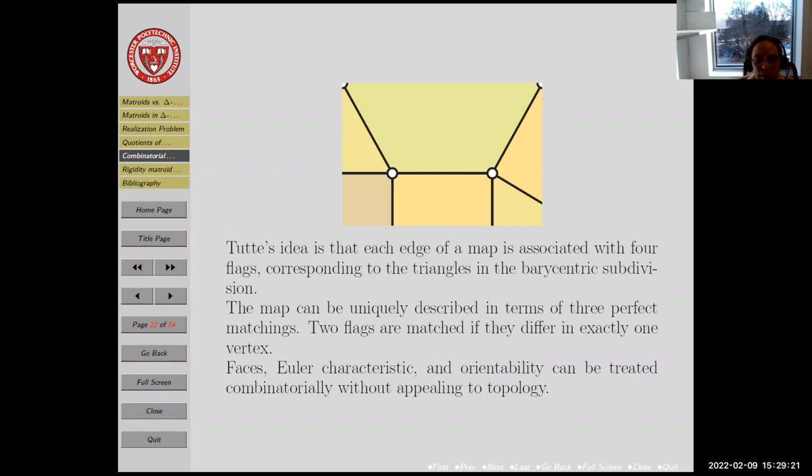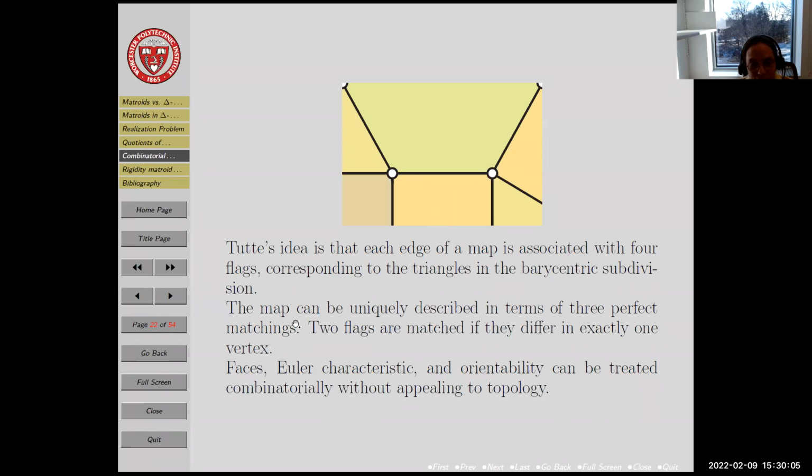And now I want to look at this edge and say, what am I looking at, right? So it's associated with 4 flags, and they correspond to the triangles in a barycentric subdivision. So if I look at the face and I put the barycenter in each face, then I want to connect that barycenter to the vertices and to the midpoint of an edge. So you see the edge divides 2 faces, and to each edge there are 4 of those little triangles that Tutte calls flags associated with that edge.